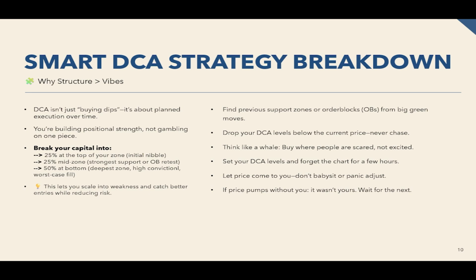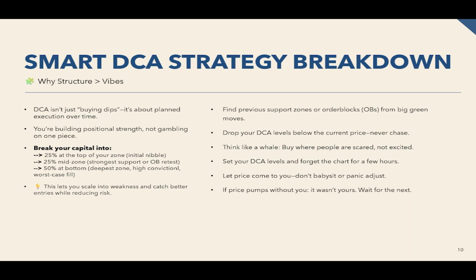25% is your mid zone. That's your strongest support or an order block retest. 50% at the bottom. This is your deepest zone, and it's where you have the most high conviction, but it's also sometimes the worst case fill, right? So this lets you scale into weakness and catch better entries while reducing risk at the same time.